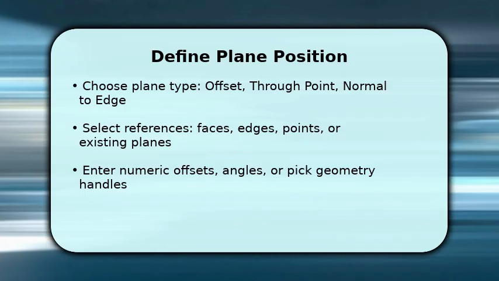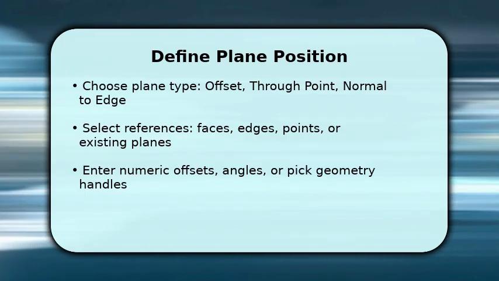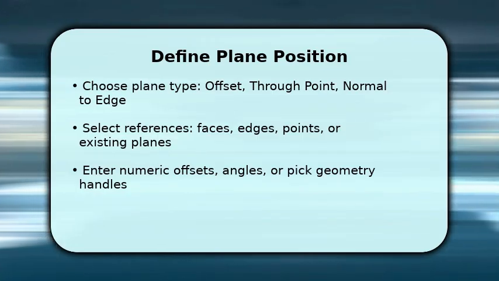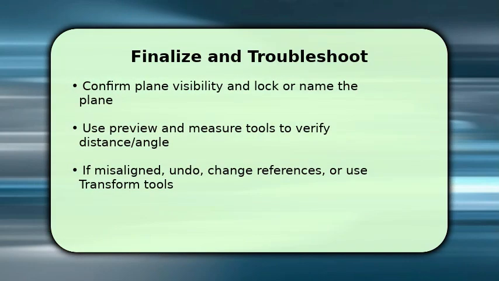This step matters because precise references prevent downstream assembly and meshing errors, so double-check selections before confirming. You finish by confirming and naming the plane so it's easy to find later. Visibility toggles help you inspect placement.